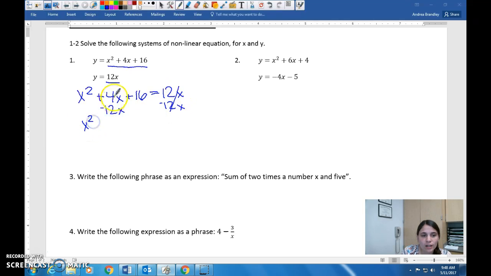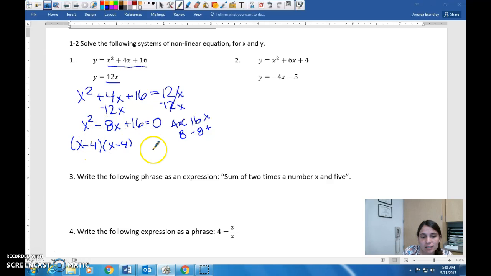So I have x squared, 4x minus 12x is minus 8x, plus 16 is equal to 0. So now in order to factor this, I need two numbers that multiply to 16, because my a times c is 16, and my b is a negative 8. So it needs to multiply to 16 and add to negative 8. So that would be x minus 4 times x minus 4, because negative 4 times negative 4 is 16, and negative 4 plus negative 4 is negative 8.